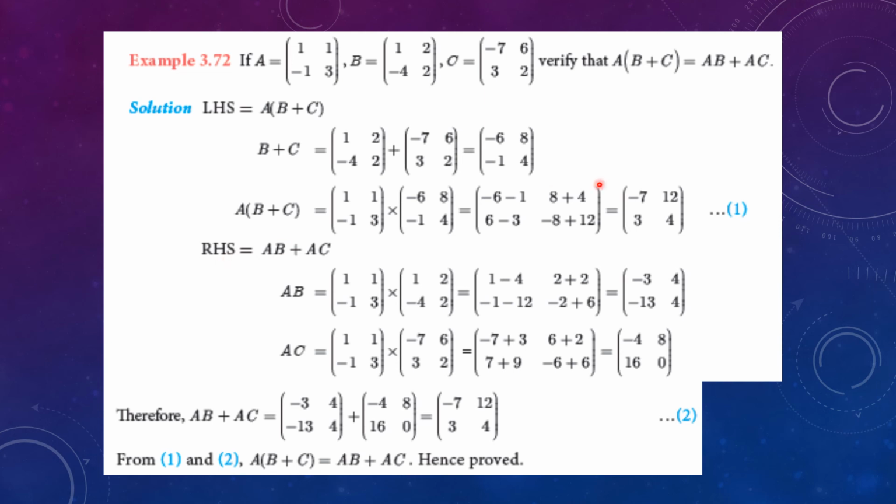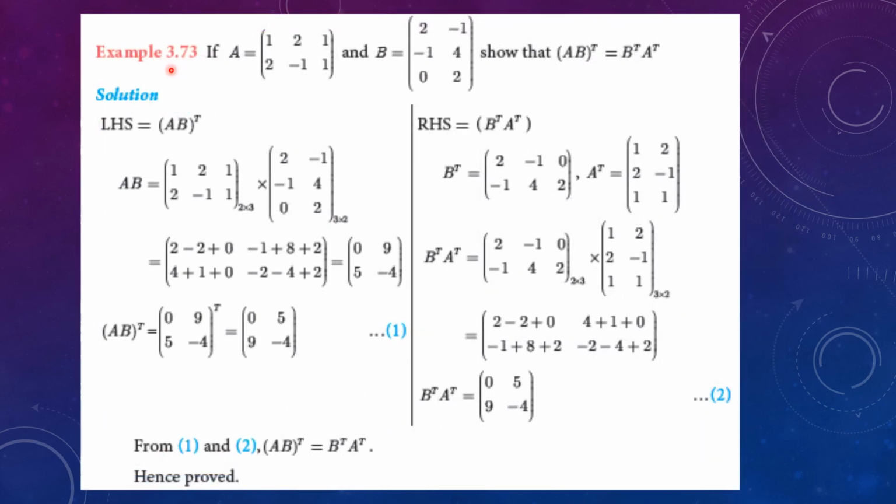For the right hand side, AB plus AC. Here AB means A into B. So we have to multiply the A and B matrices, and we will get one answer. And multiply the A and C matrices, we will get some other answer. Then you have to add these two answers to get the right hand side. And you have to mark this as 2. Then compare the first answer and the second answer. From 1 and 2, A into (B plus C) equals AB plus AC. So hence proved.